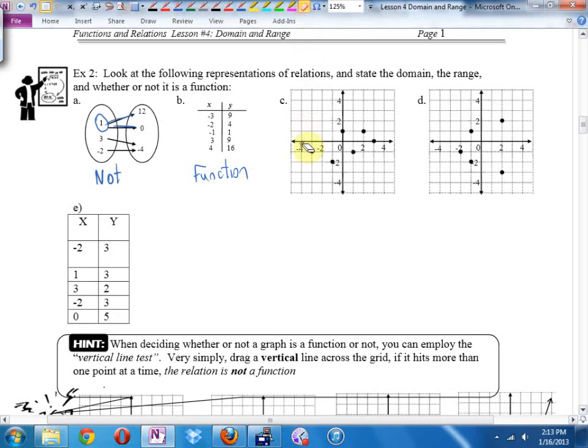What about this graph? Here's a point. I don't see any other x values that go with this point. I don't see any other x values that go with this point. We're good, we're good, we're good. In fact, you know what? C is a function, D is not. Can you see how I can tell, Garrett? See how right here, when x equals -1, there's two different points at that height, two different heights? Function, not a function.